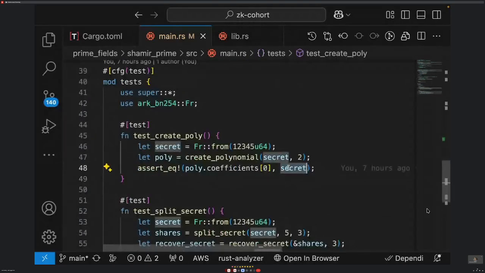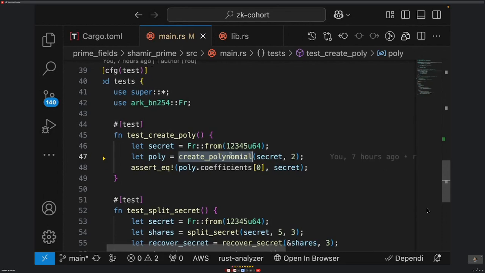So first of all, in my test, I'm going to test the create polynomial. I just did a simple test, I didn't even test the recover. I ran the test to make sure that if I create the polynomial and check the coefficient at 0, it should give me my secret. So I have a secret, the secret number is 1, 2, 3, 4, 5. Then I'm going to check my create polynomial function, which takes in just a secret and the degree.